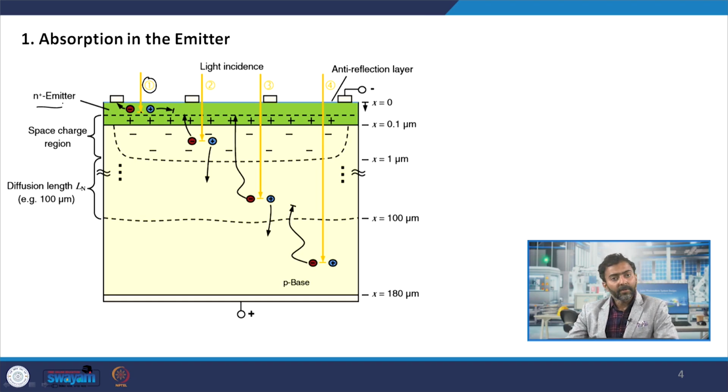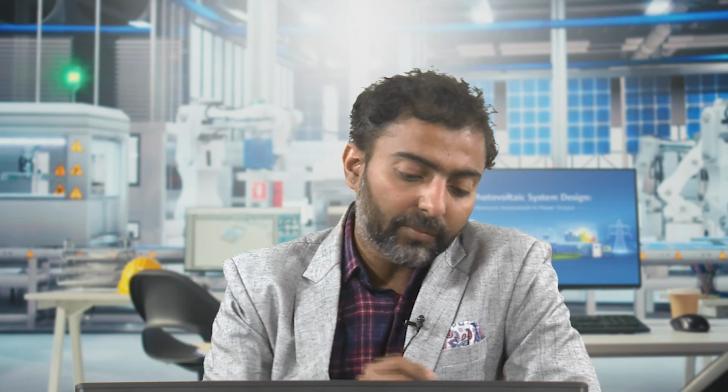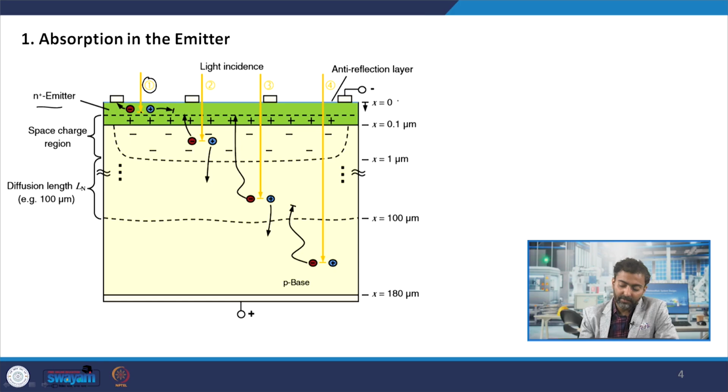Now, what will happen to this electron hole pair? Let me ask you that question. Think about it for a moment, and if you apply whatever concepts we have discussed so far, you can find the answer. This region, as we said, is the n plus emitter, it is very heavily doped. All these photons we are talking about, we are assuming that they have energy more than the band gap. So, it will raise the electron from the valence band to the conduction band, it will create an electron hole pair.